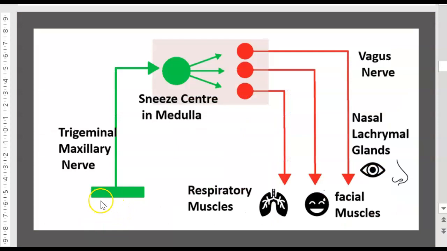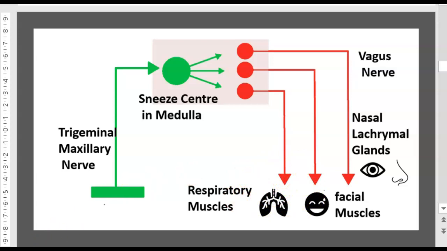For the sneezing reflex, the afferent is from the trigeminal maxillary nerve to the sneezing center in the medulla, and the efferent is coming from the vagus nerve to the nasal mucosa, lacrimal gland, facial muscles, and respiratory muscles.